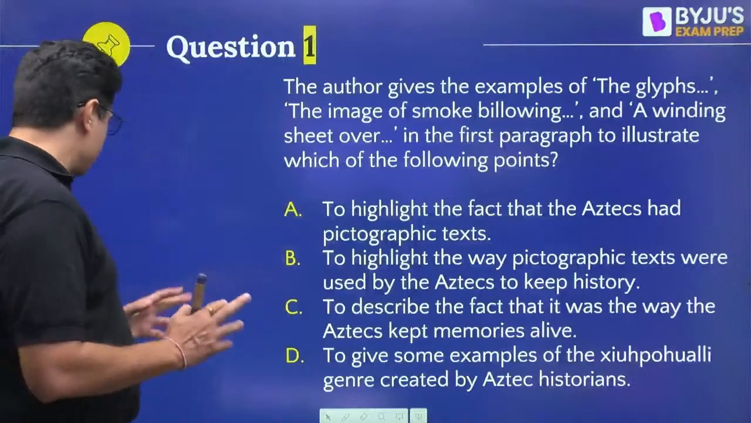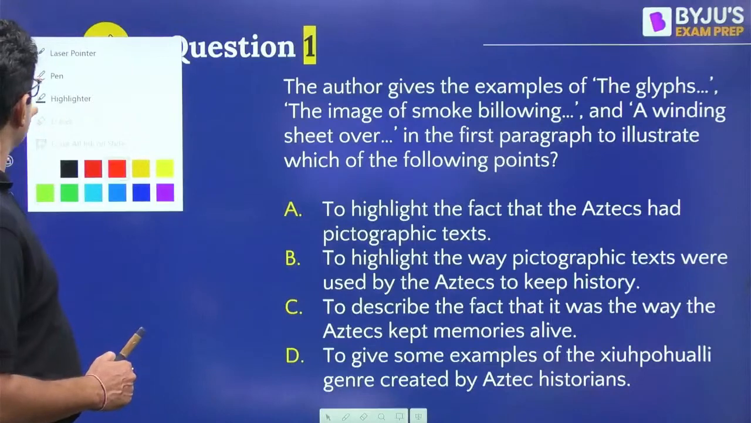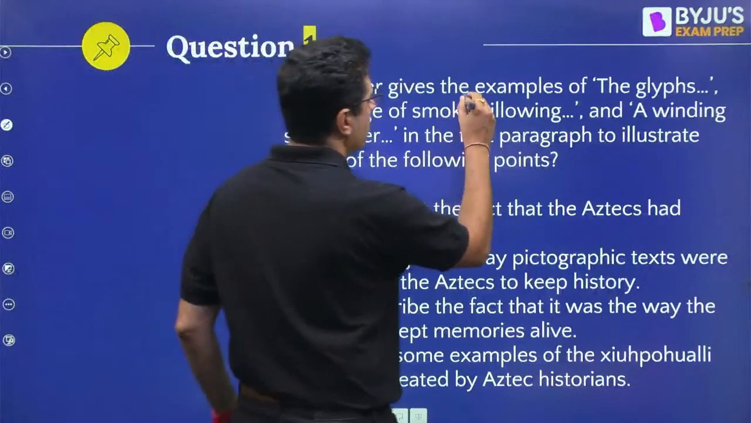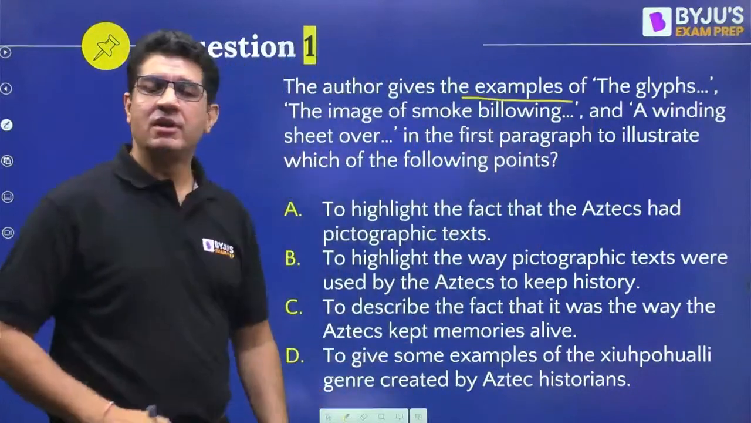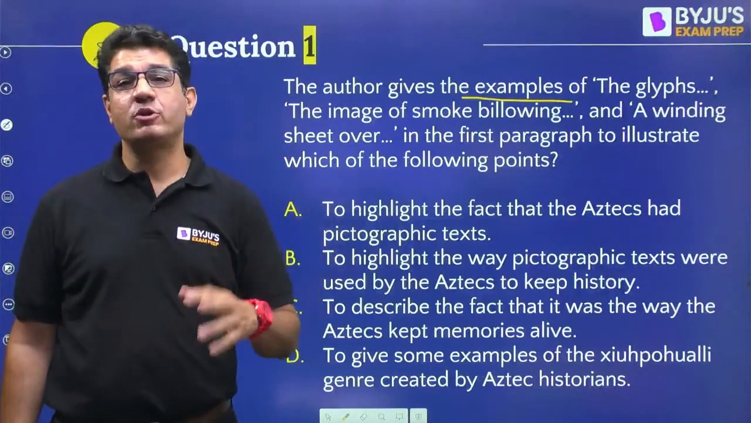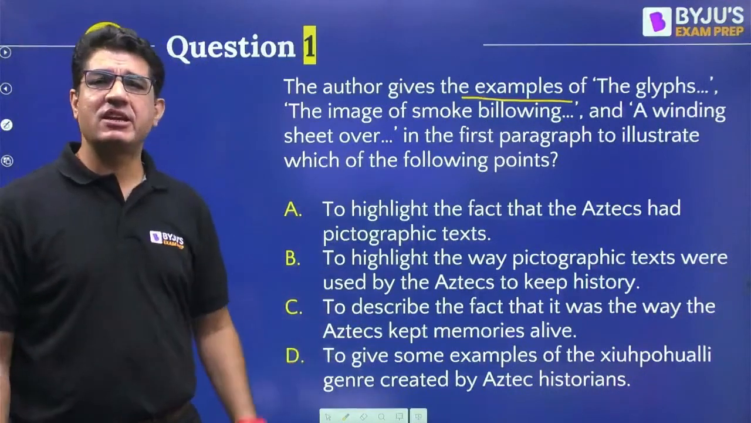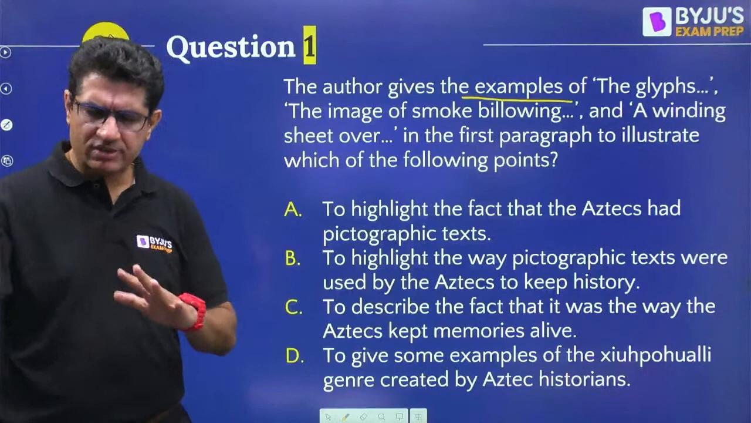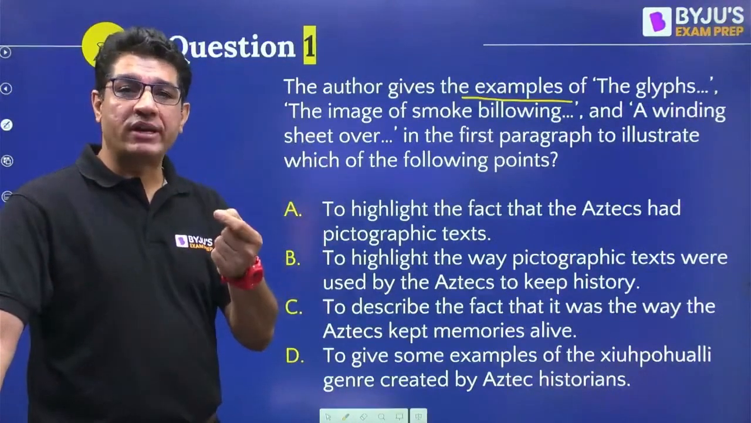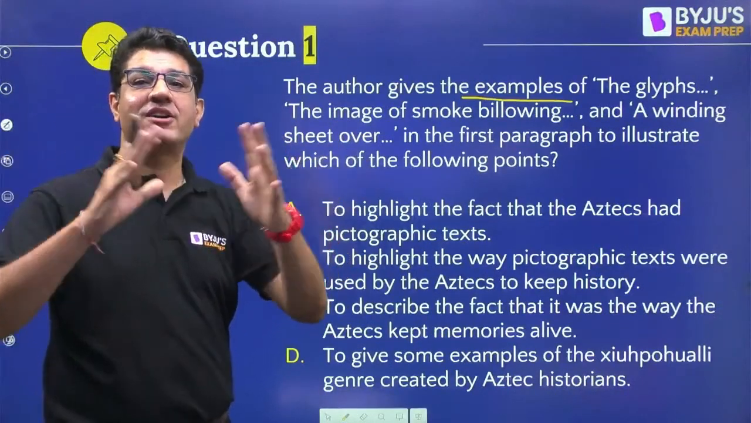Okay, so this is one of those comprehension-based questions where we are asked for the purpose of an example. So why do we offer an example? We offer an example to prove a point or to explain a point, right? So which of these 4 points is getting proved or explained? The truth is none of these. These examples were given to illustrate this point that a single image stands for an entire story, a large idea.